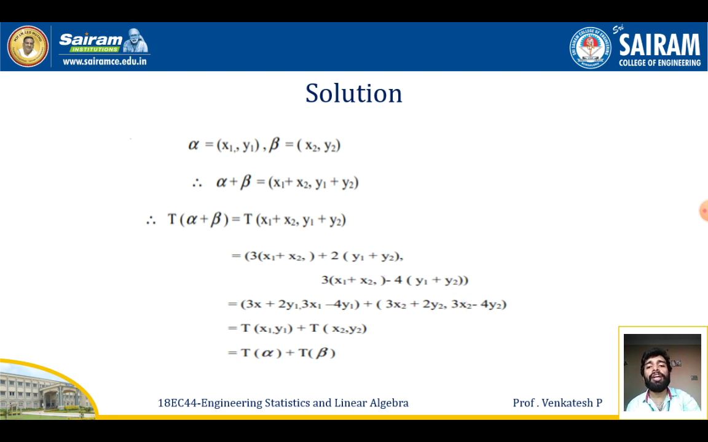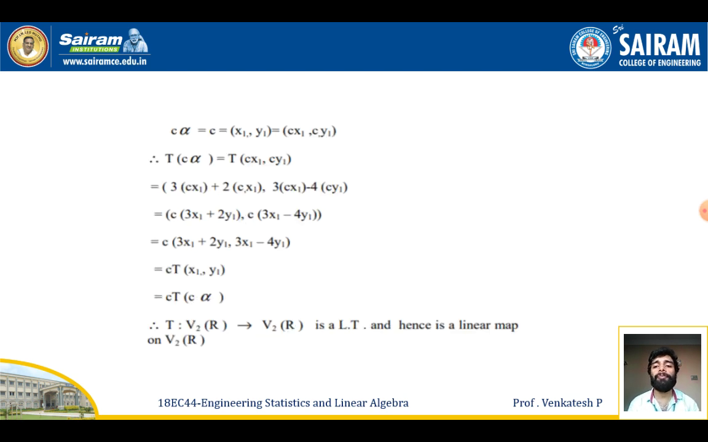It will be equal to what? T of x1 comma y1, T of x2 comma y2, it will be equal to T of alpha plus T of beta. The first condition got satisfied for the given problem. So next one is the scalar multiplication. I'm going to multiply the scalar c with the alpha.